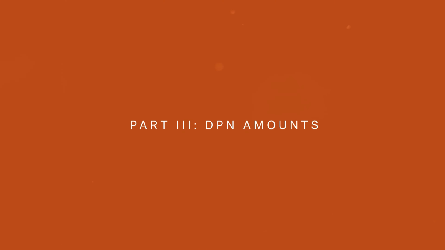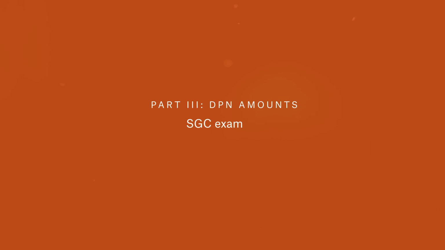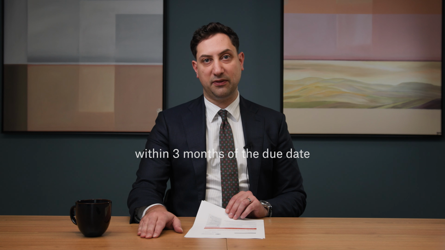Now, the key difference with an SGC DPN is that the rules around when these DPNs are locked down are different to GST and pay-as-you-go withholding. With GST and pay-as-you-go withholding, those column 5 amounts are locked down if the company hasn't reported those liabilities within 3 months of the due date. The test is more strict for SGC. If you don't lodge the SGC statement by the due date, then these penalties are locked down.